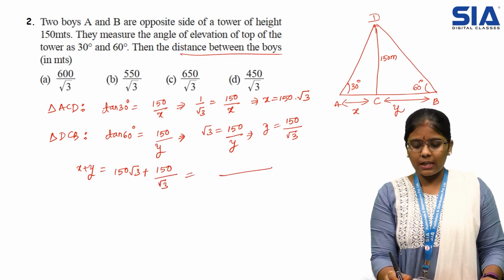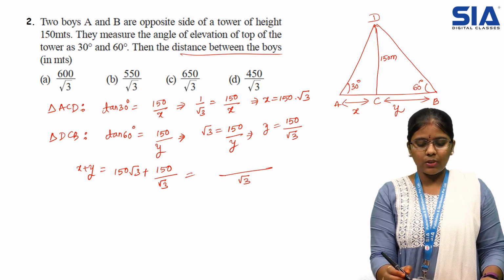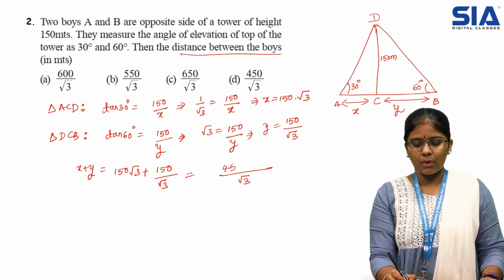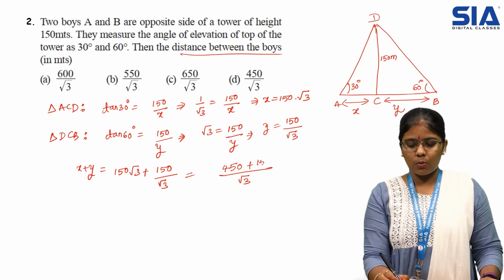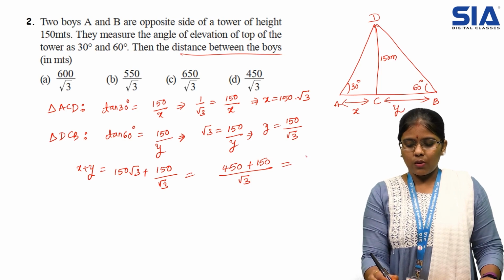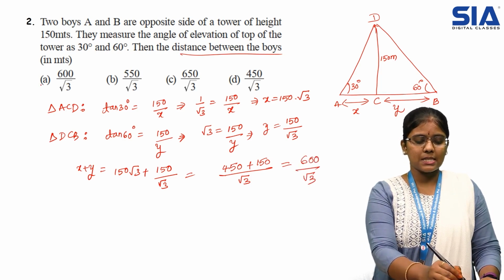If you take root 3 as LCM, 150 root 3 into root 3, that is nothing but 450, plus 150, by root 3. So if we solve this, we will get 600 by root 3. So the correct option is A.